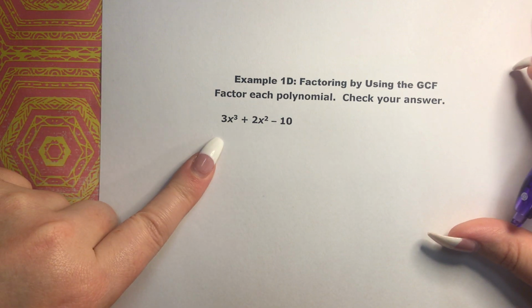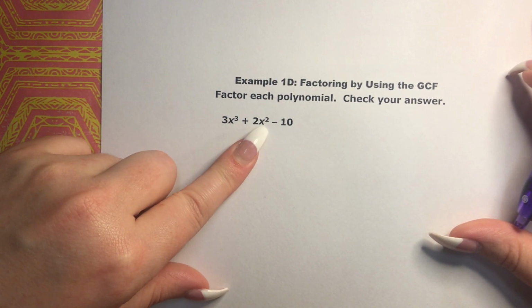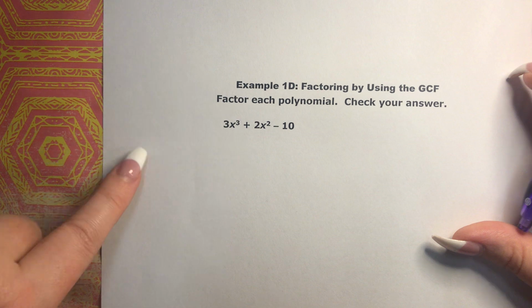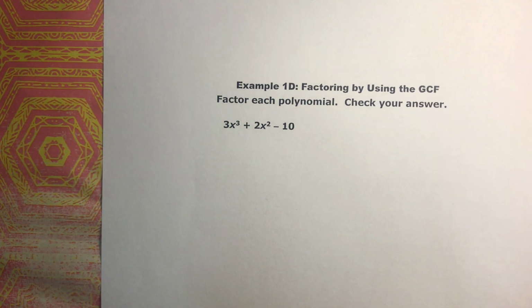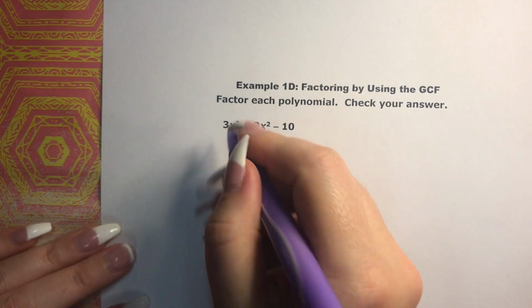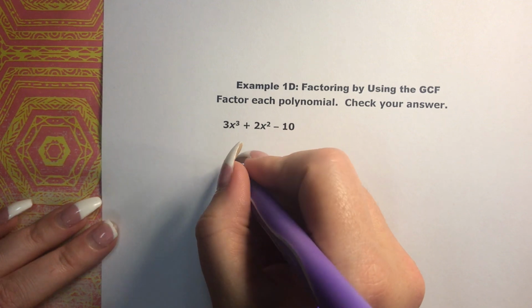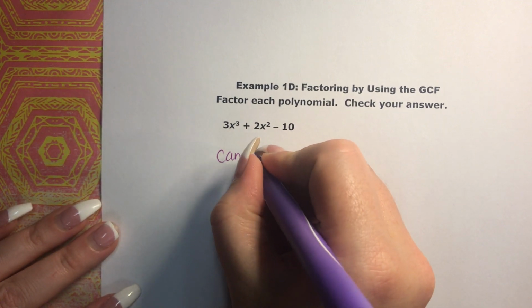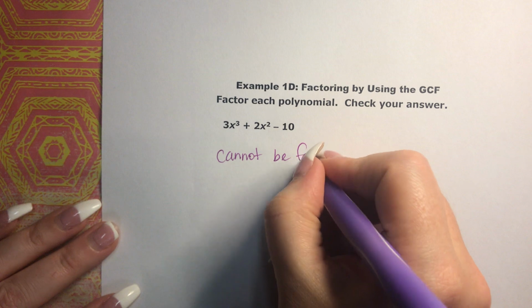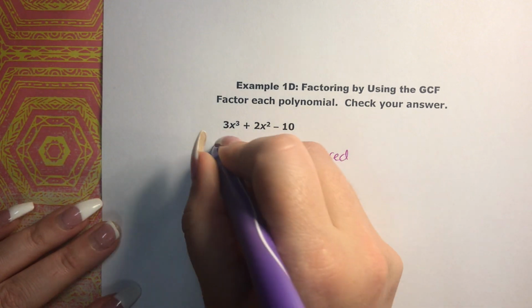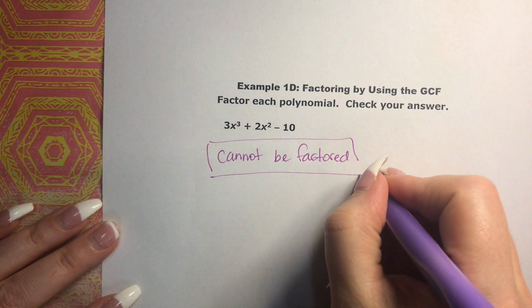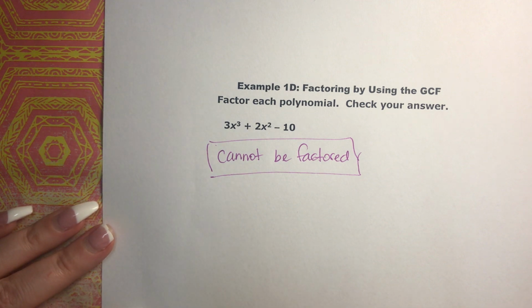No, I did not see anything. What about the letters? We got x cubed, x squared, and then there's nothing there. So here, this is a problem. There's really nothing in common. So this cannot be factored. And that's it. That's the answer. Boom. There you have it.